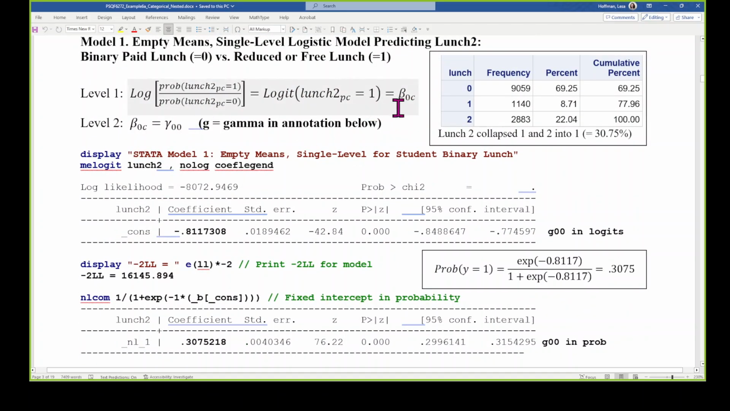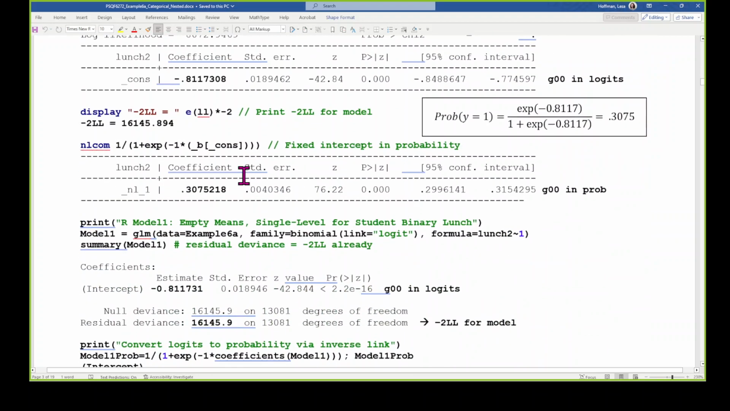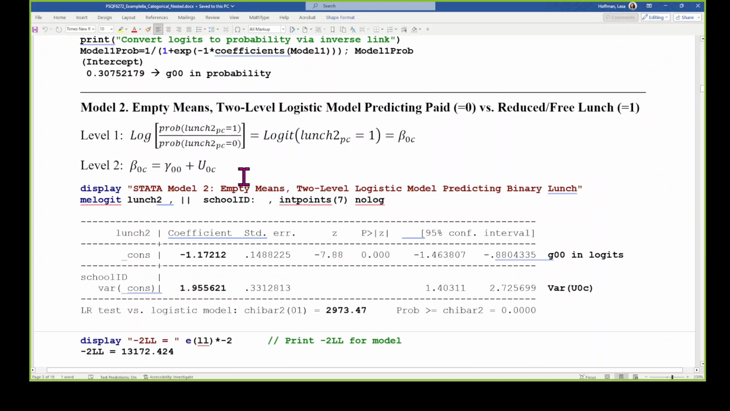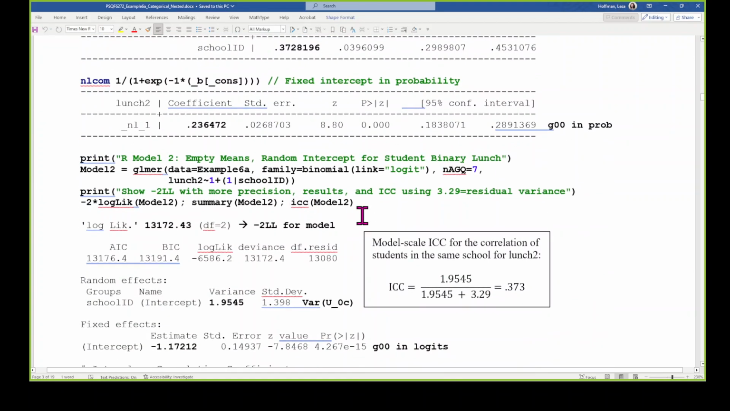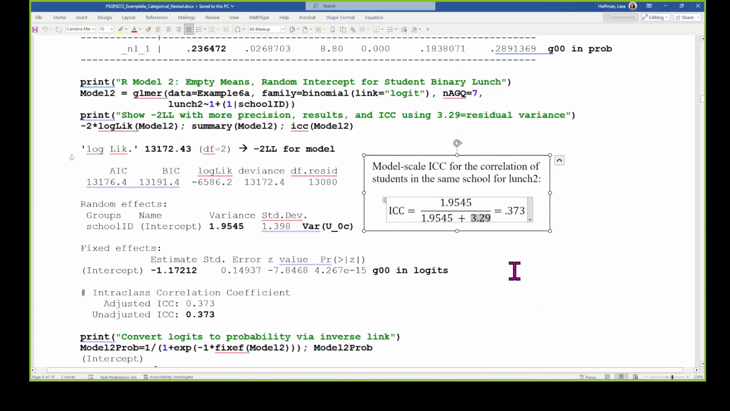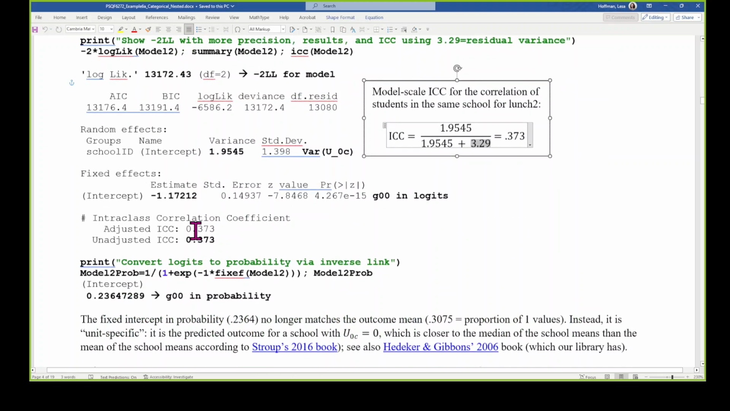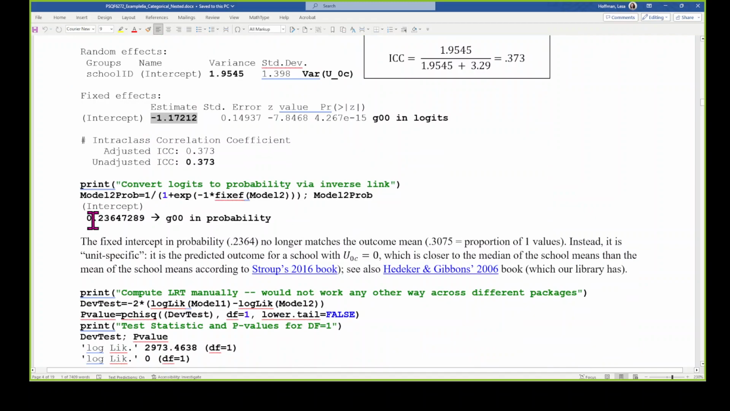where we looked at a single level model without a random intercept and saw that the fixed intercept in logits corresponded directly to the probability in the data if I don't have a random intercept. I always do that first to make sure I know what's being predicted, whether it's predicting the 0 or the 1. Then we added a random intercept. We saw that we can still compute an interclass correlation if we throw 3.29 into the level 1 residual variance. And the predicted probability given by the fixed intercept no longer matches the data.